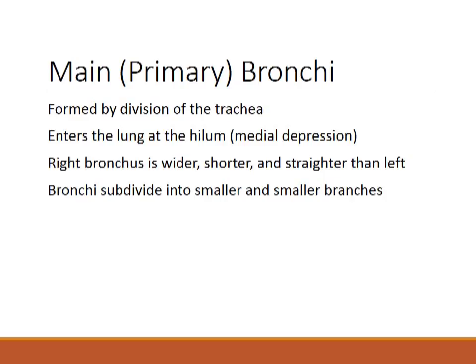Moving down, getting closer to the lungs, we have what we call bronchi. And bronchi really is sort of a tree-like structure that goes from larger parts down to smaller parts. They break off into sort of a tree-shaped structure. When the trachea first comes down into the bronchi, we have what we call primary bronchi. And this is really the beginning of that tree. It enters the lungs at the hilum. The right bronchus is wider, shorter, and straighter than the left bronchus, and the bronchi subdivide into smaller and smaller branches.